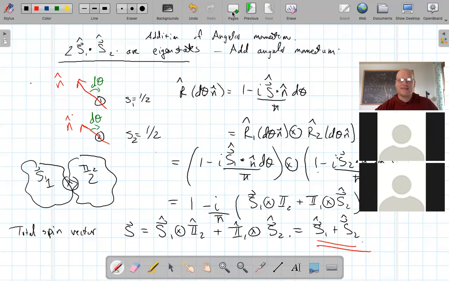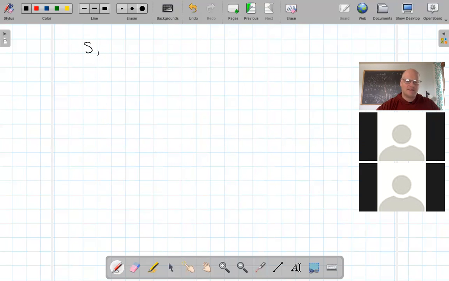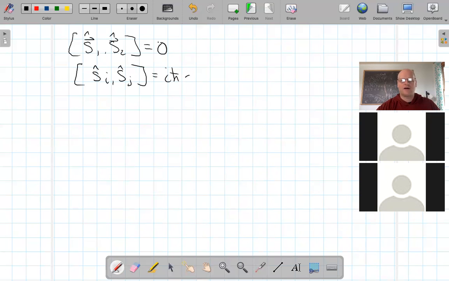So another thing is, as we mentioned last time, since these guys commute with each other, what that means then is that the components of this spin, the total spin, satisfy the usual commutation relations. Right? So if I have S_i with S_j, these guys are equal to i ħ epsilon_ijk S_k. Because these individual spins commute with each other, this total spin vector satisfies the usual commutation relations.